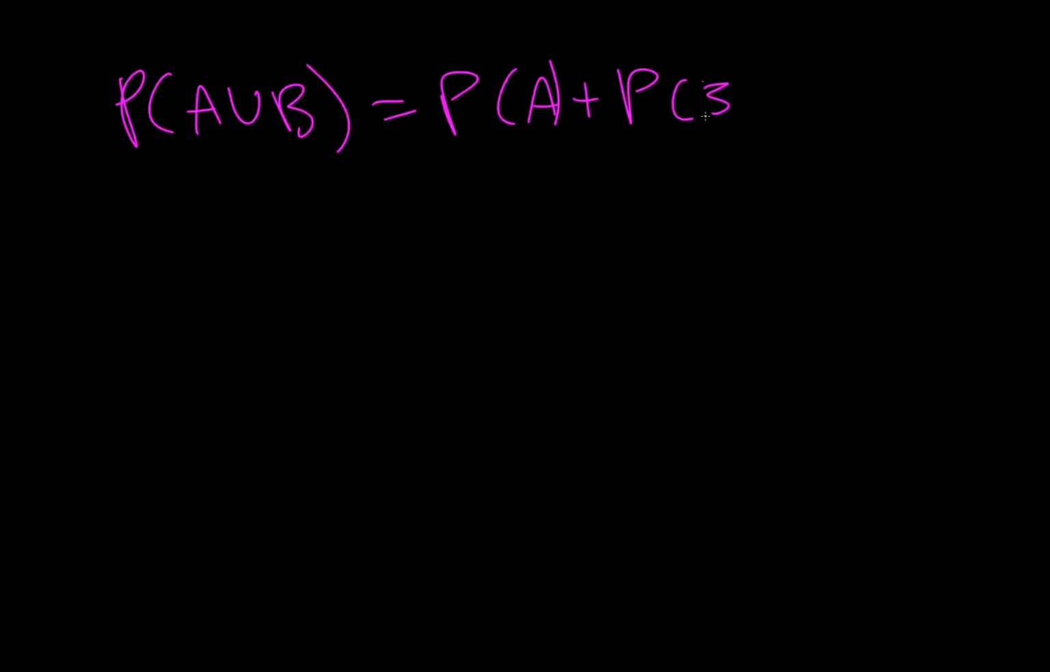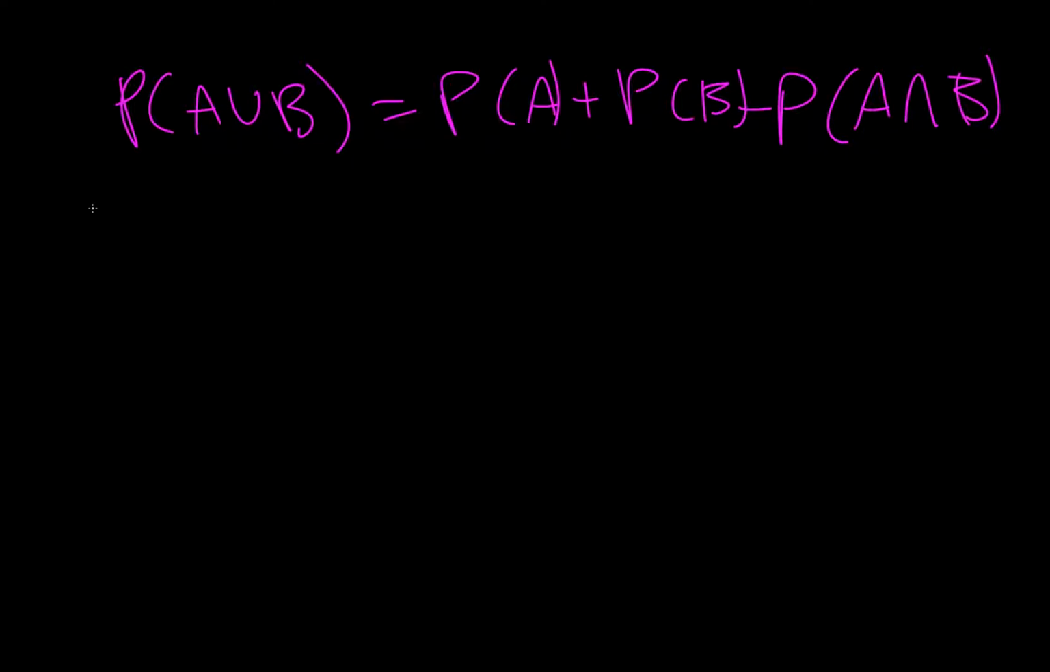It's P of B minus P of A and B. Okay, so this is the addition law of probability. It's saying the probability of A plus probability of B minus probability of A and B.